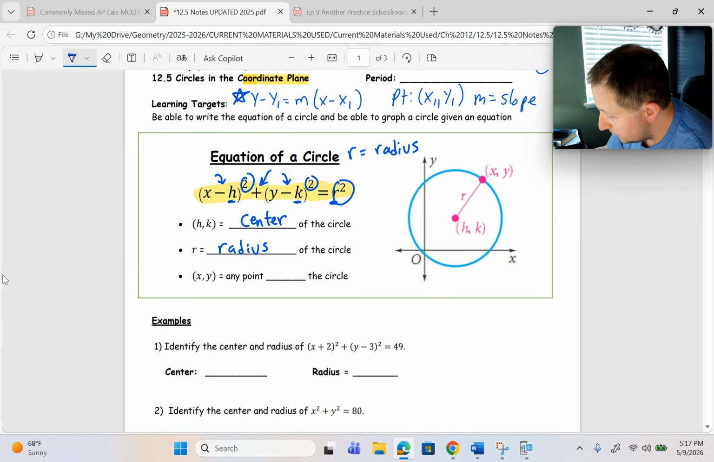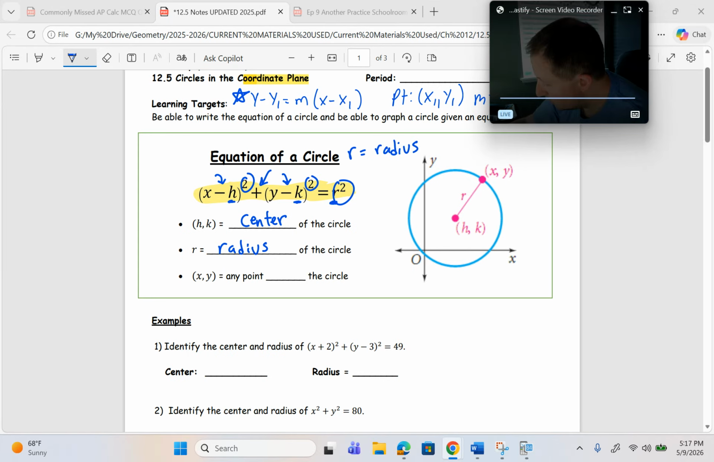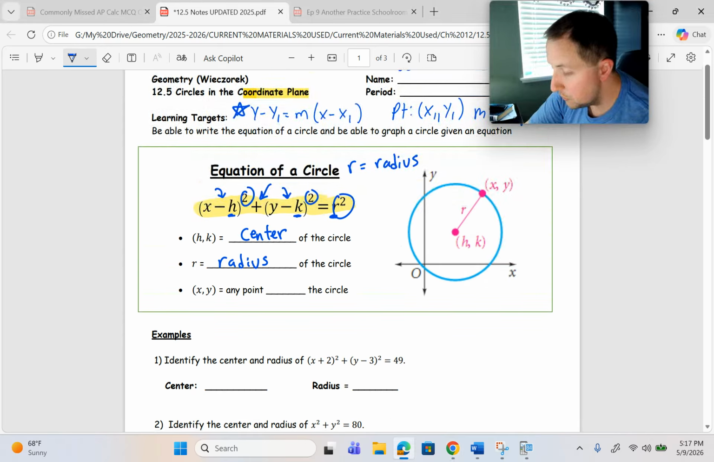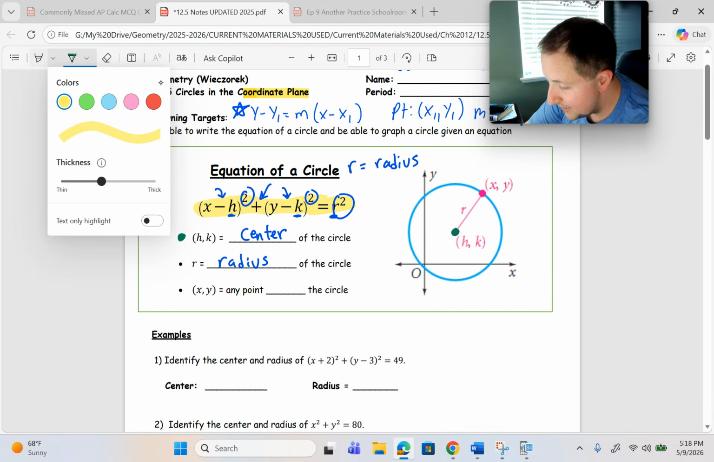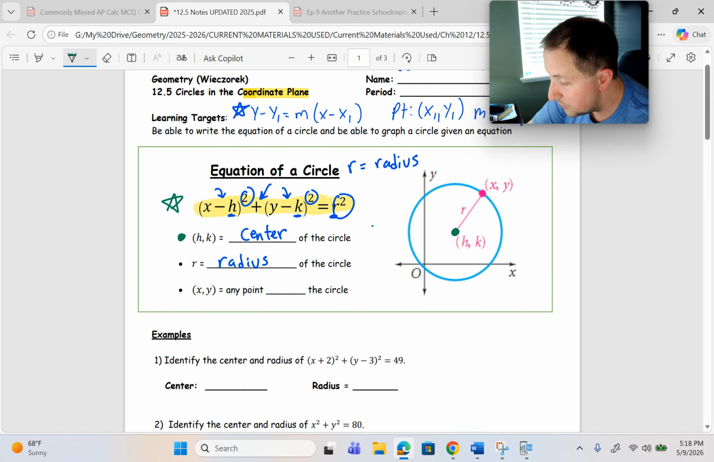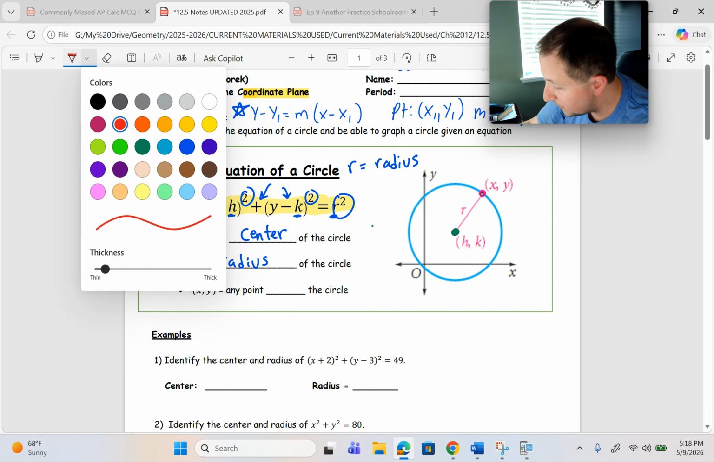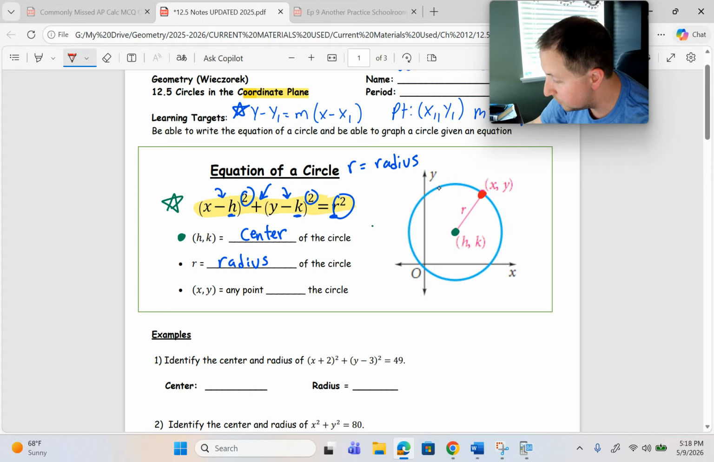Okay, and then last thing in the equation, so HK represents the center of the circle. So I'm going to put that in green. That's the center. Okay. What XY represents, and you're not going to have numbers plugged in for X and Y when you write the equation. XY just represents any point on the circumference of the circle. So any point on the blue round part just represents points on the circle. And again, when we say on the circle, we mean on the circumference, on the round part.